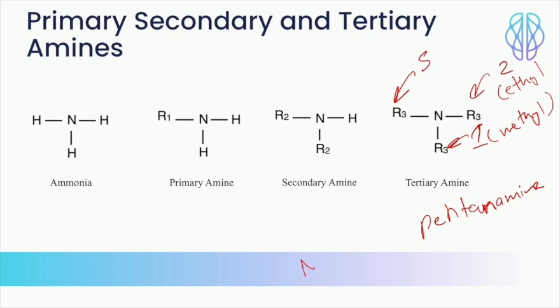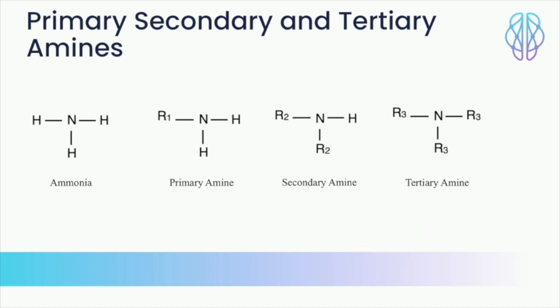So this is an N-ethyl N-methyl pentanamine. So that's what you do if they're of differing lengths. So you utilize your N dash and then your prefixes. However, you're always naming it in terms of the biggest chain length.